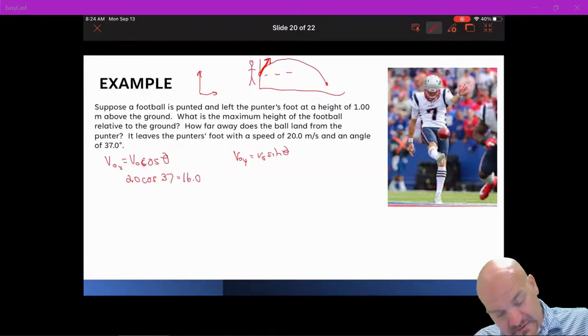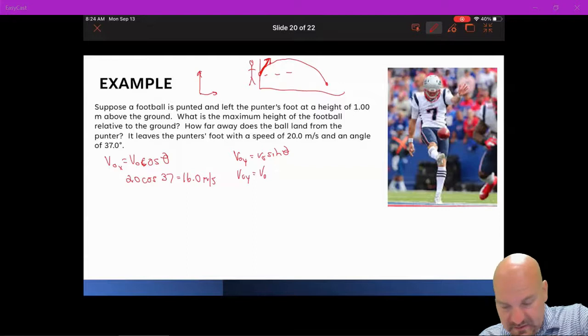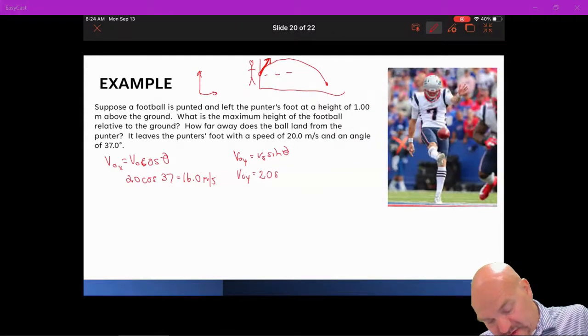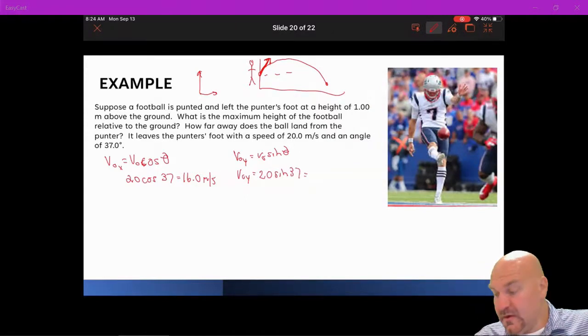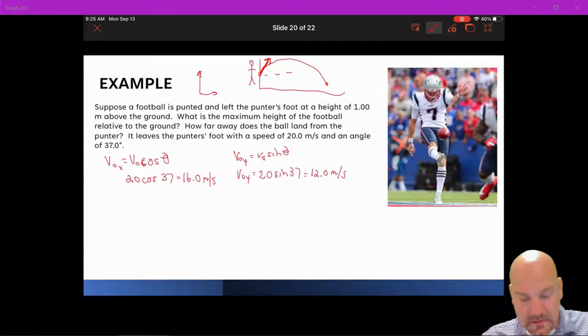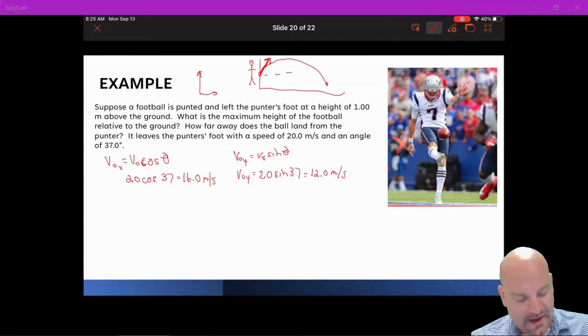So it's going to be 16 meters per second. And we're going to do Voy equals Vo sine theta. So this is going to be 20 sine 37, and that's going to be 12 meters per second. Now I'm going to write the equations for the x and the y.